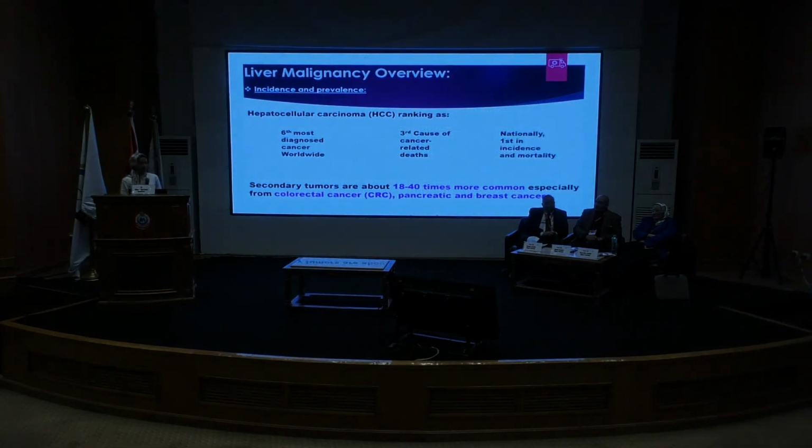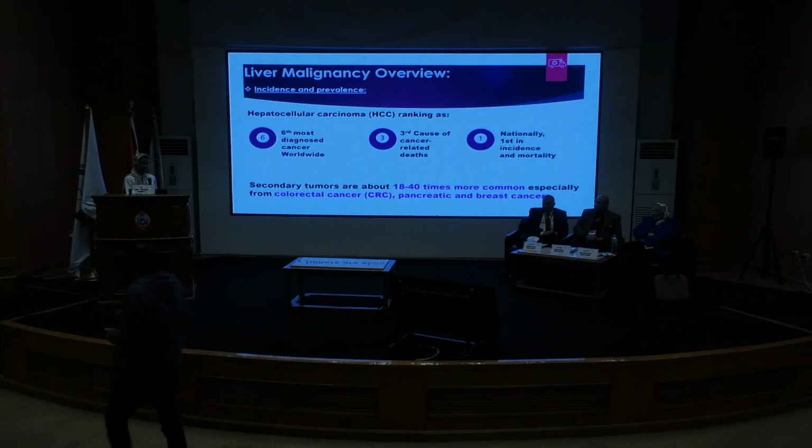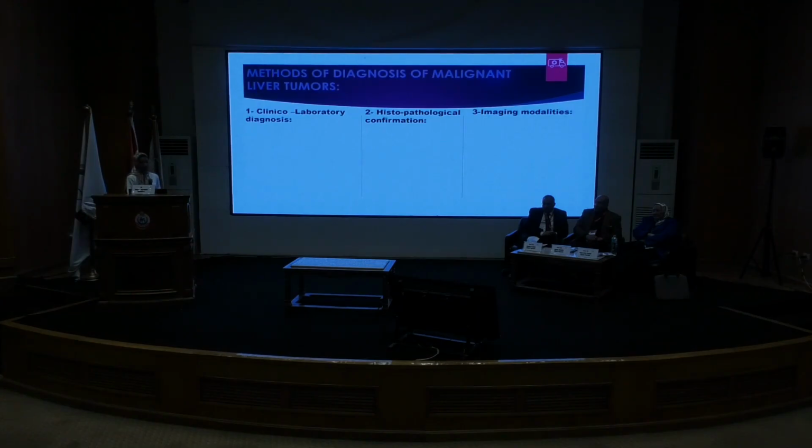To begin with, liver malignancy constitutes mainly of HCC and secondary tumors. HCC ranks as the 6th most diagnosed cancer worldwide, the 3rd cause of cancer-related death, and nationally comes first in incidence and mortality, while secondary tumors are far more common, 18 to 40 times more common, especially from colorectal carcinoma and pancreatic and breast cancers.